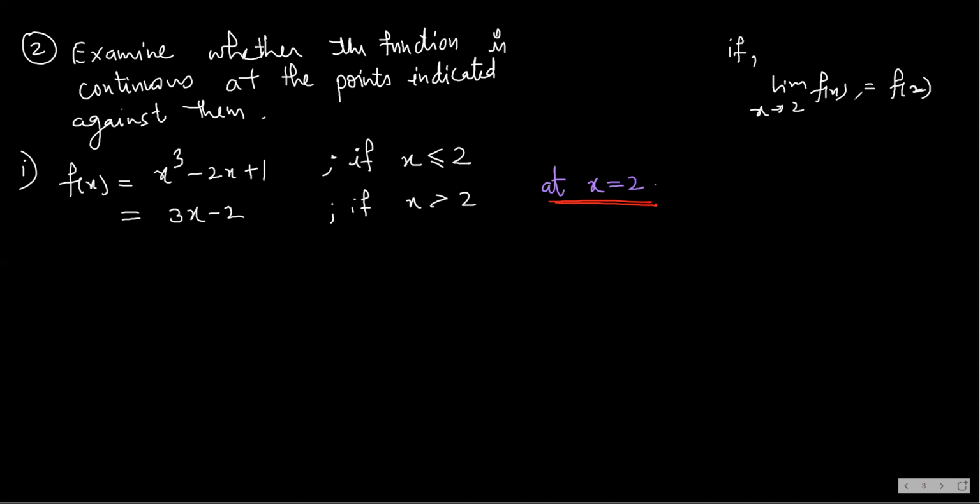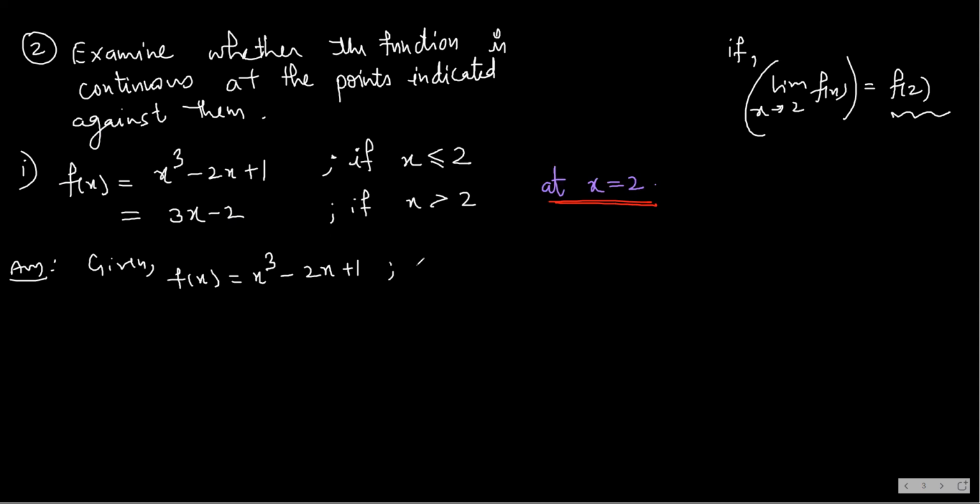Okay, so I will have to find out first the limit part, then f of 2. So I will begin with the limit part here first. Here I write answer. I will start with the definition given for the function. How is the function defined? They say f of x is x cube minus 2x plus 1 if x is lesser than or equal to 2, and it is 3x minus 2 if x is greater than 2.